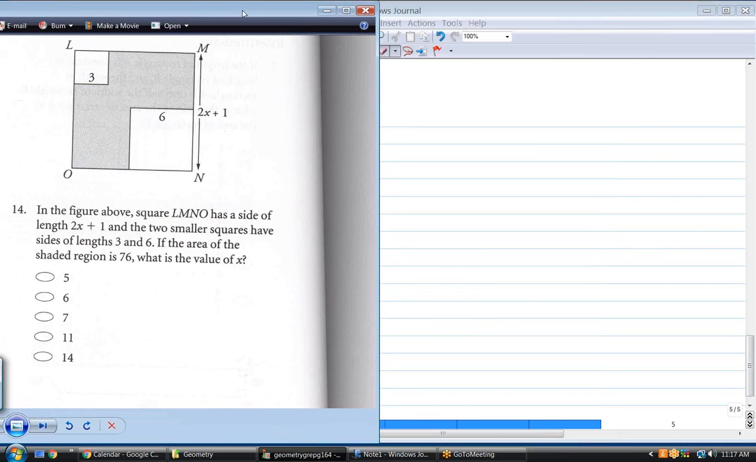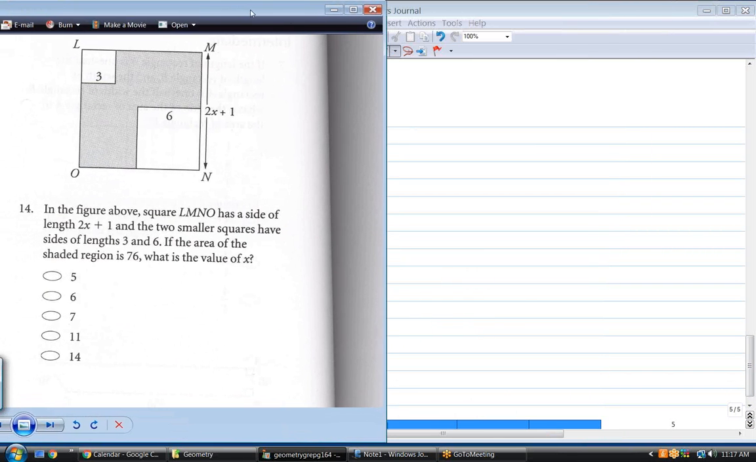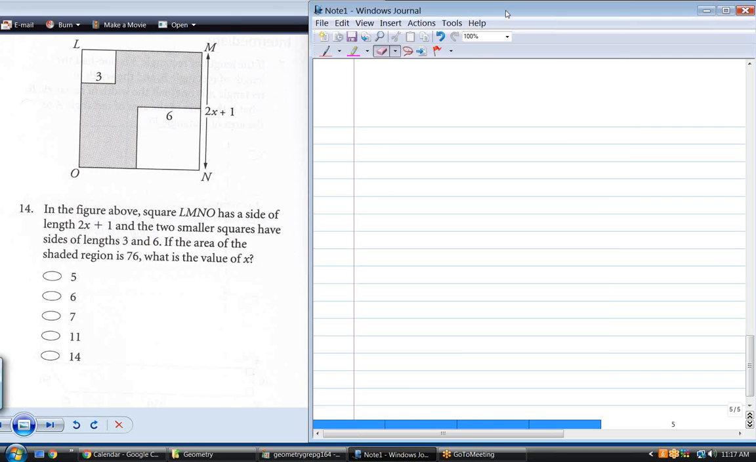It's the first thing you see in this problem, that there's a shaded region. Which means, what kind of problem is it? Subtraction. Okay. What are we going to subtract?